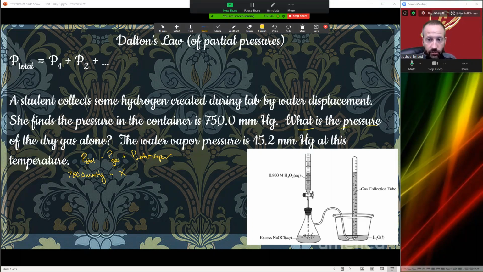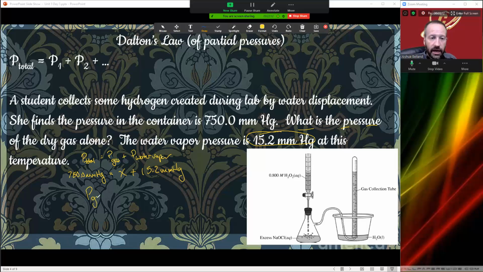What is the pressure of the dry gas alone. And then the pressure of the water vapor, they do have to give this to you. There's no way to know. You'd otherwise have to memorize a chart. And on the new test, there is no reason to be memorizing charts. Okay, so they told me it's 15.2 millimeters of mercury. I'm going to solve for X.